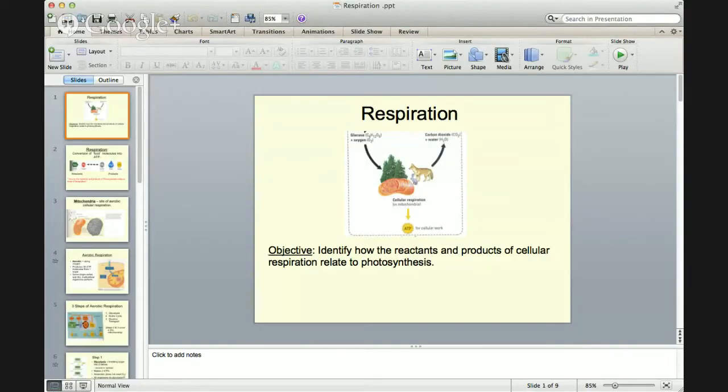Guys, welcome to your notes on respiration. So our objective today is to identify how the reactants and products of cellular respiration relate to photosynthesis.